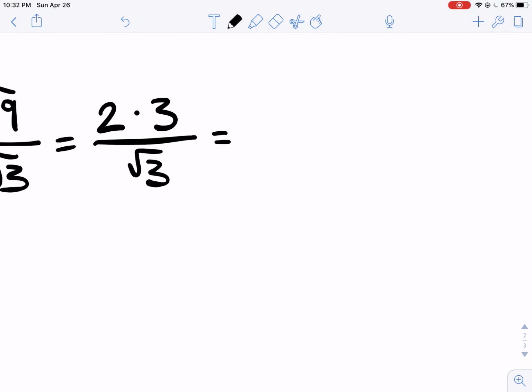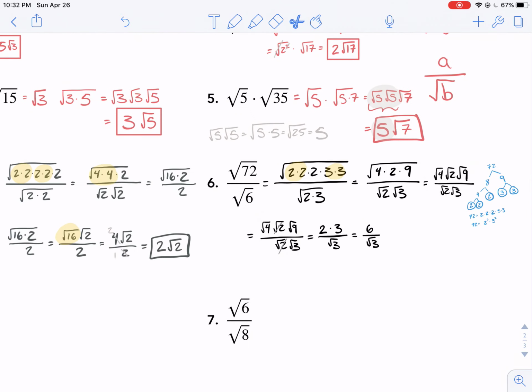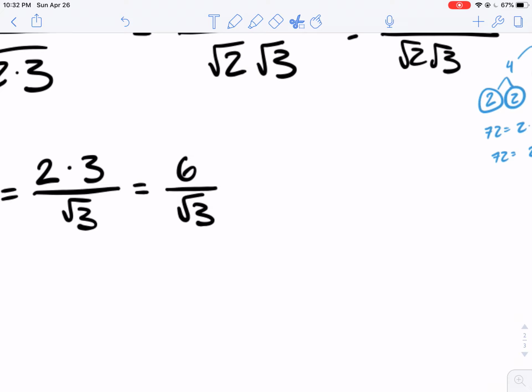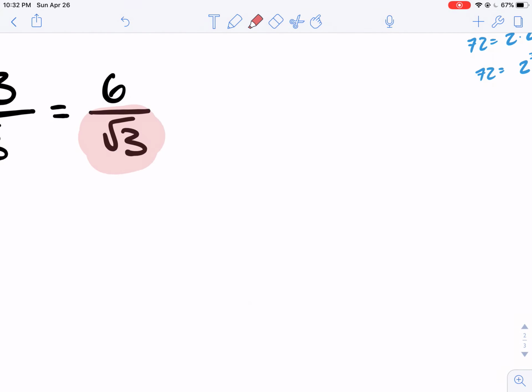2 times 3 is 6 divided by the square root of 3. Okay, how did we do? Well, we no longer have a square under our radical. We don't have the square root of a fraction. We don't have a fraction in our radical. Oh no, guys. We have a radical in our denominator. This is no good. This is not allowed. So how can we clean this up?